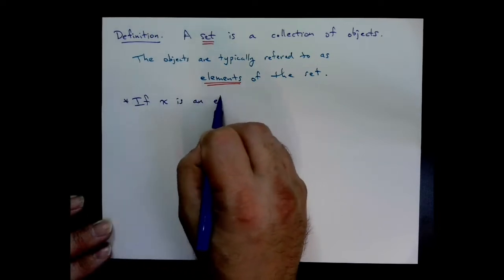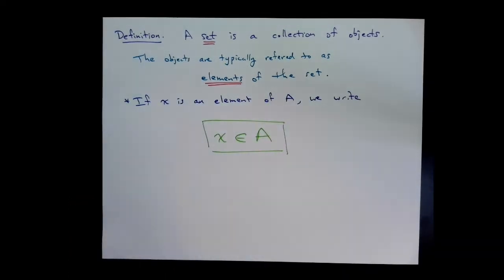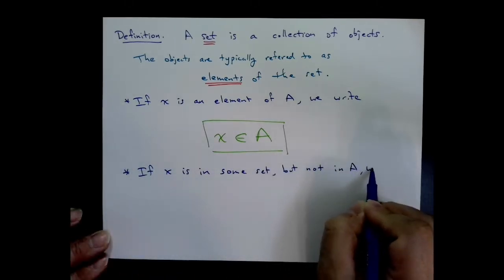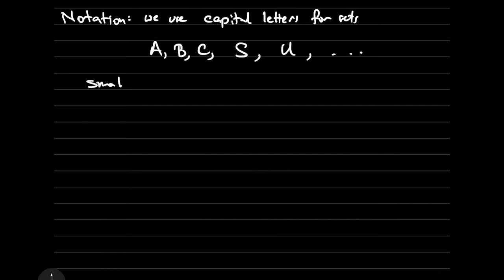We say that the two sets A and B are equal and write A = B if they have exactly the same elements. Writing this as a logical statement, we can say x is in A if and only if x is in B. Some general notation: we will almost always use capital letters for sets and small letters, either Roman or Greek, for elements of sets.